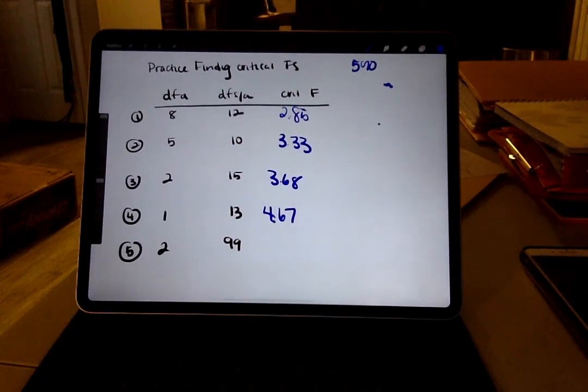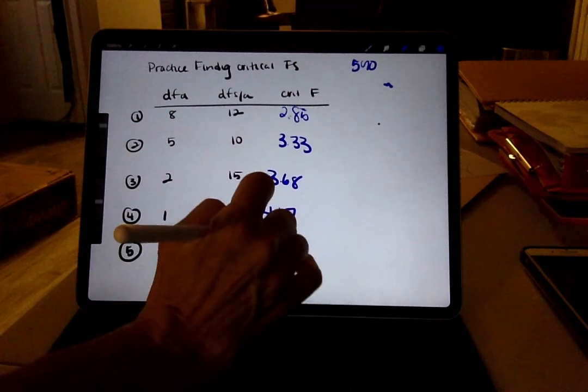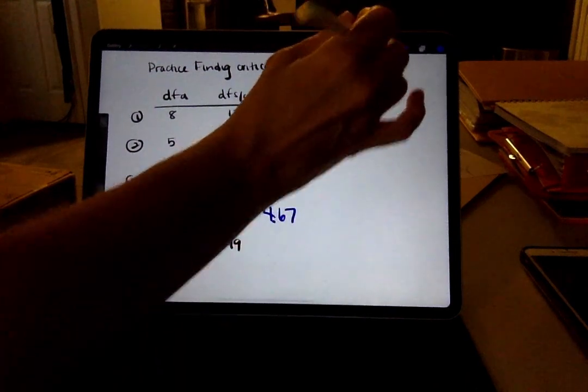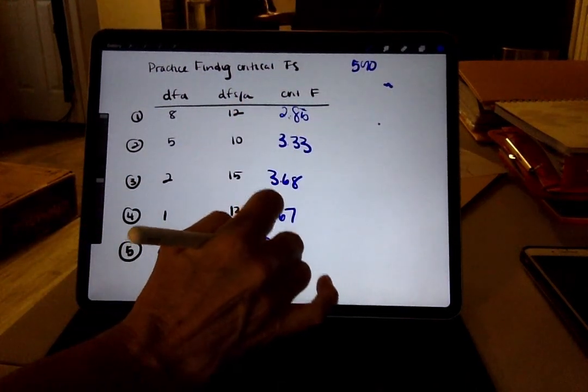And 2 and 99. Okay, so this is one of those examples that is not on the chart. So we have to choose between 2 and 100 or 2 and 80. And even though 99 is way closer to 100 than it is to 80, we always move up the chart. So we're going to go for 2 and 80, which is 3.11.